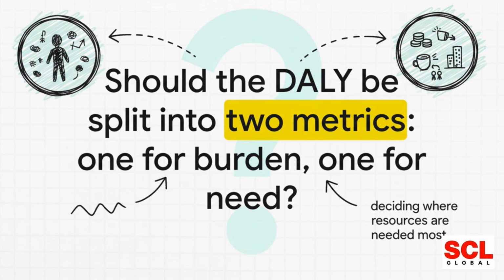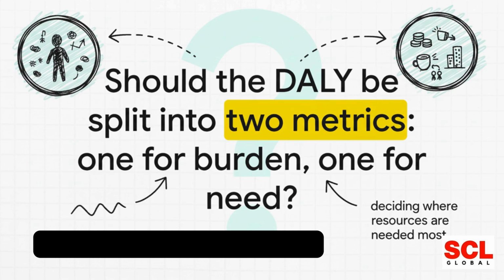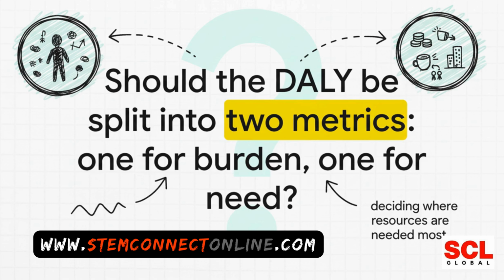Which brings us right back to that central criticism we talked about. The DALY tries to measure the size of a health problem and guide funding, all with just one number. So critics have proposed splitting those jobs. What if we had one metric that just tries to measure the burden of disease in all its human complexity, and then a totally separate one to help us decide where resources are needed most? And that's really the provocative question for the future of global health. Is it finally time for two?